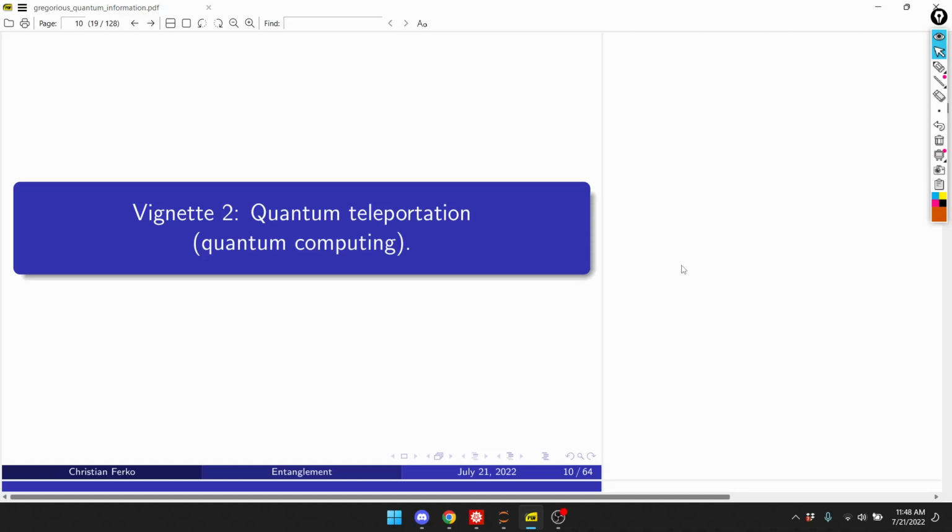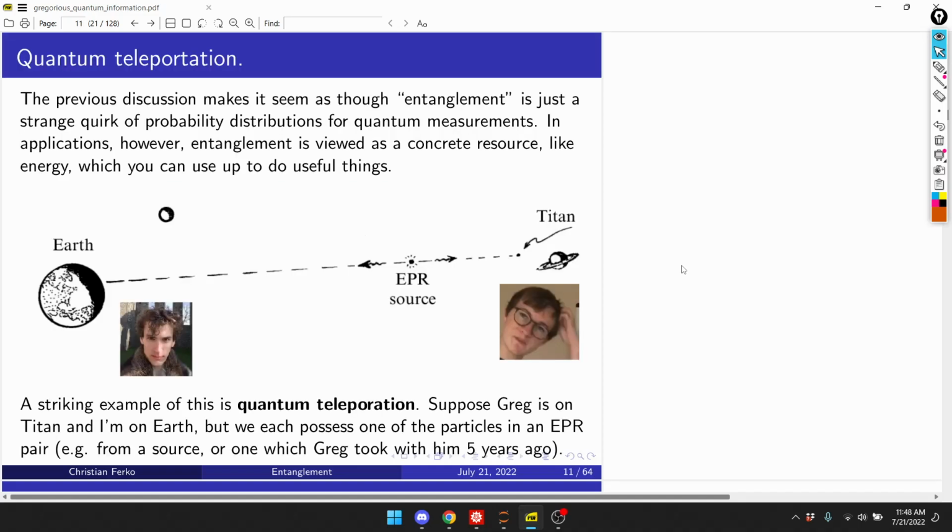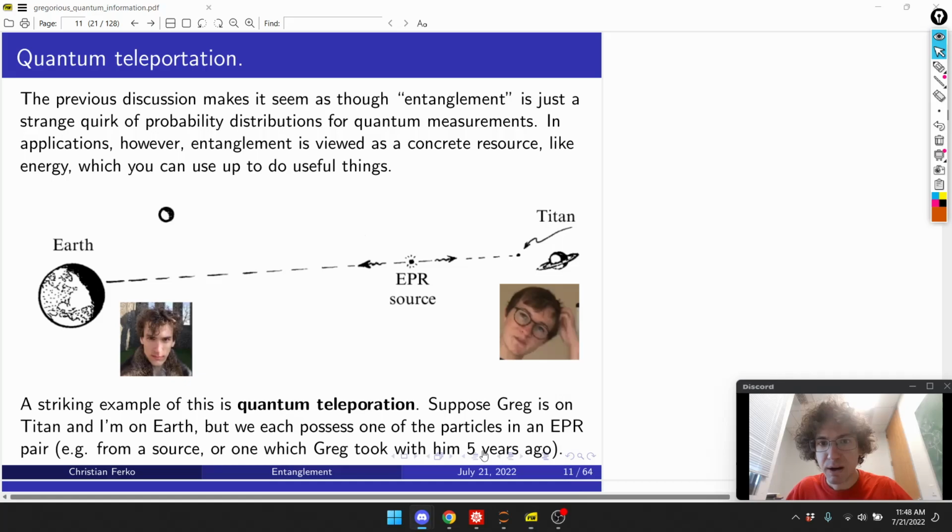This is a very different perspective, more of an engineering or computing perspective, or really quantum communication, which I think of as a subset of quantum computing. So let's motivate this. That previous discussion about the EPR experiment seems like this entanglement thing that I'm talking about is just some quirk. It's some strange feature of these probability distributions. In particular, they violate some inequalities. And maybe you think that's a mere curiosity. Okay, probabilities don't behave the way that I thought in quantum mechanics.